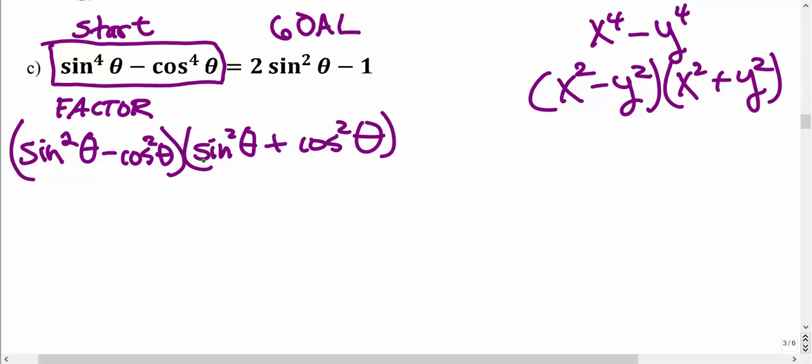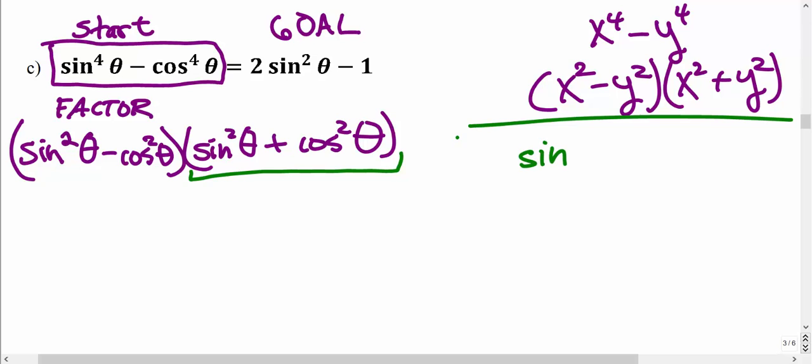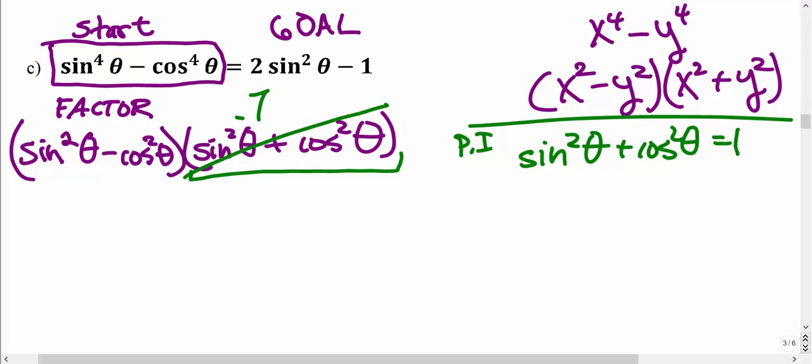Now what's really nice about this is that when I look at the right-hand side, sine squared theta plus cosine squared theta, that is one of the Pythagorean identities. And we know that's directly equivalent to 1. So this whole side becomes 1. So now we have sine squared theta minus cosine squared theta times 1. And that just leaves us with sine squared theta minus cosine squared theta.